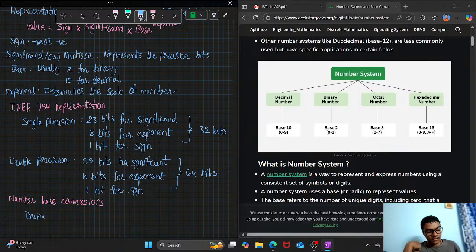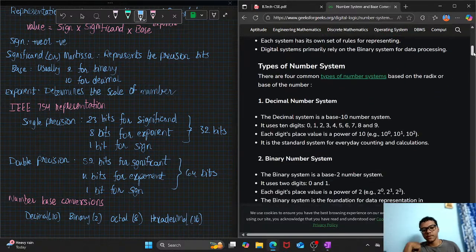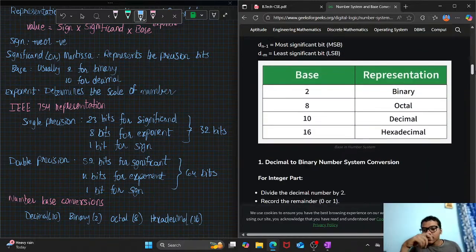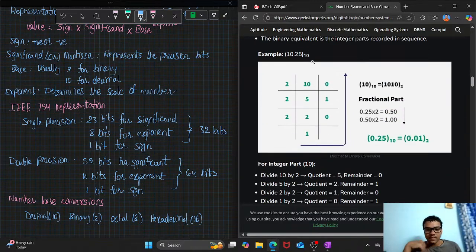So decimal is base 10. Binary is base 2. Octal is base 8. Hexadecimal is base 16. And this is all theory. I think we can write this. Let's look at the conversions actually.